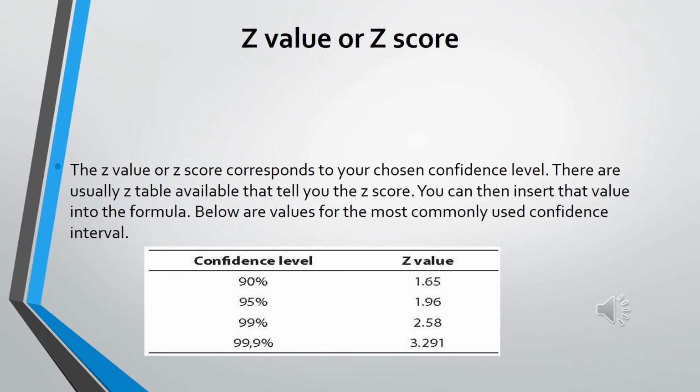Now the z value or z score corresponds to your chosen confidence level, and there are usually z tables available that tell you the z score. You can then insert that value into the formula. Below are the values for the most commonly used confidence intervals. For instance, if the confidence level is 95%, the z value would be 1.96, for 99% it would be 2.58, and for 90% it is 1.65.